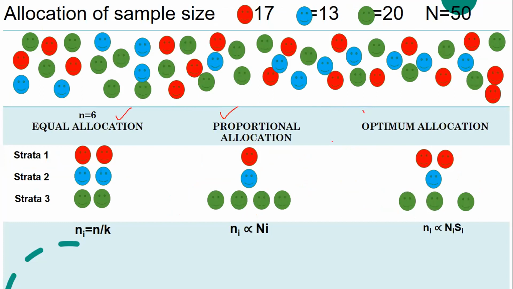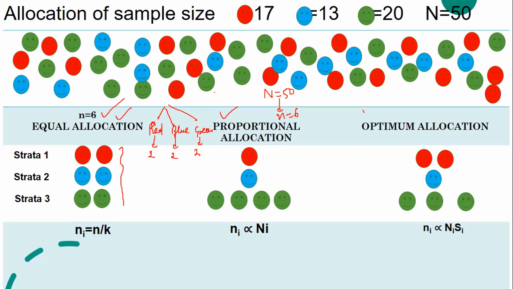So what is equal allocation? We have population size N equal to 50, and I want to select a sample of size 6. From each color, we will select the same sample size. So we will make 3 strata here: red, blue, and green. From red I will select 2, blue 2, and green 2. So that will be my total sample n equal to 6. That is called equal allocation.